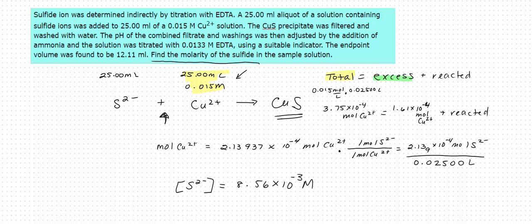Now, looking back, it looks like we have 2 significant figures here. We have 3 significant figures here, 4 here, 4 here, and 4 here. So realistically, we should probably only report 2 significant digits.